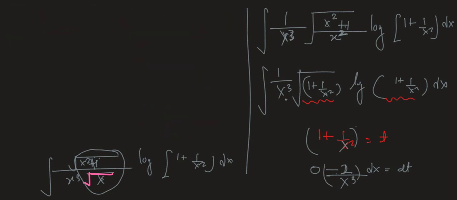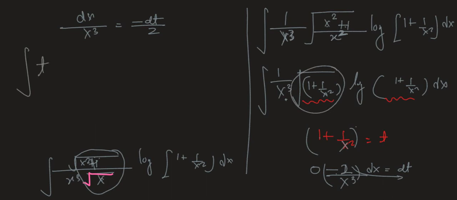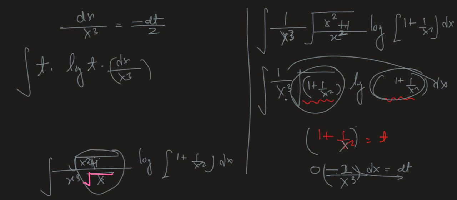So let me do it. What we can do is, dx by x cube, can I write minus dt by 2? So what I did, minus 2 I have taken to the other side, down. So it became minus dt by 2. So my question will become, this part is t. Log of this part is t, into this, and this I am combining, dx by x cube. This and this. And what is dx by x cube? dx by x cube is minus dt by 2. Correct?